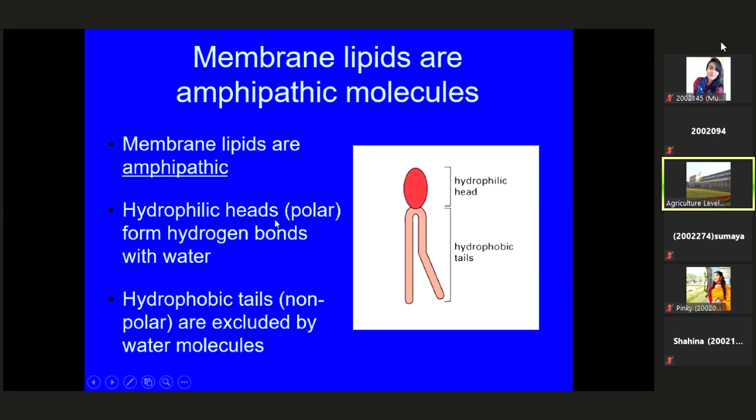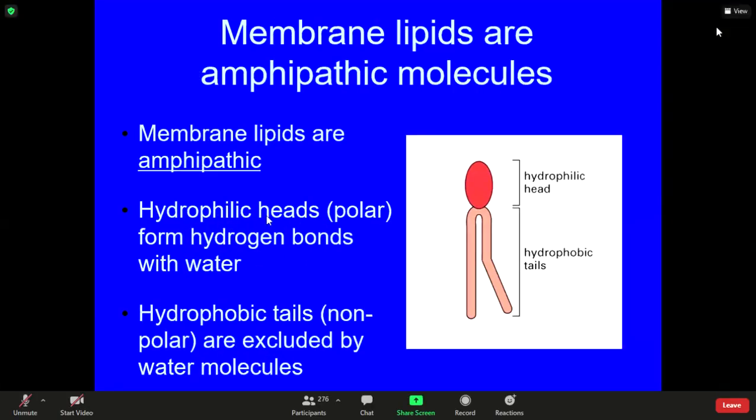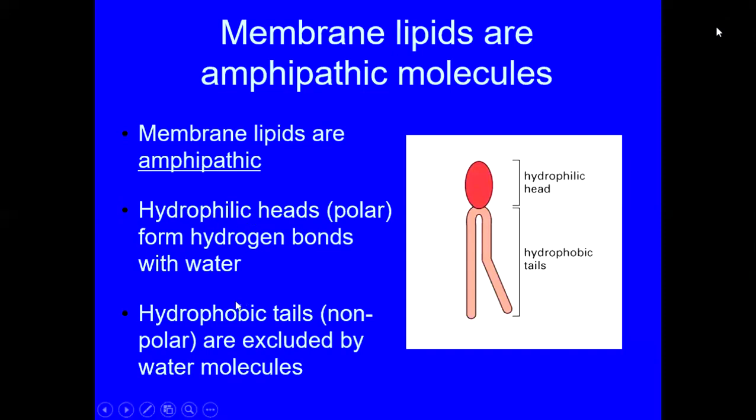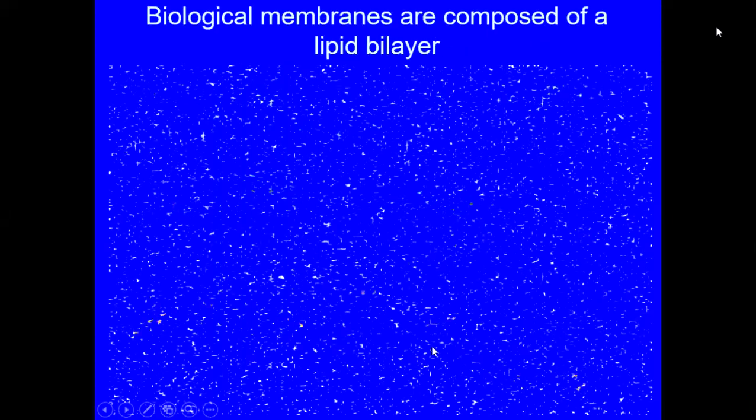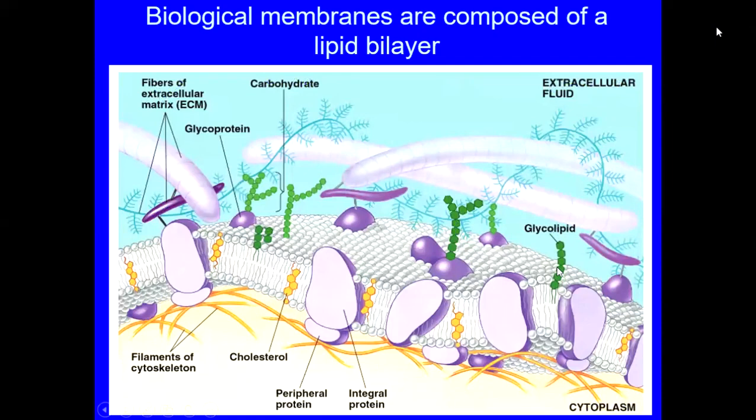Hydrophilic means it forms hydrogen bonds with water, because it loves water. But hydrophobic means the tail position. It has no hydrogen bond connectivity with the water, so it is the water-hating property of the lipid. So this is the elaborate structure of the cell membrane.